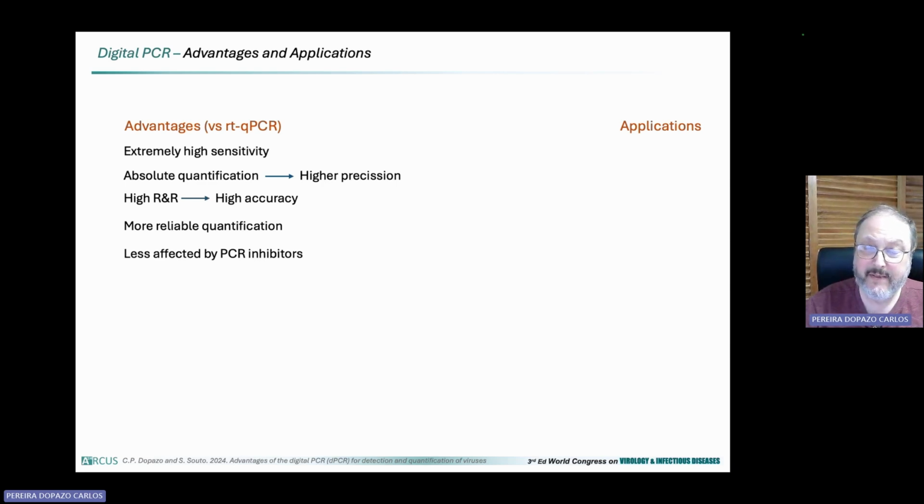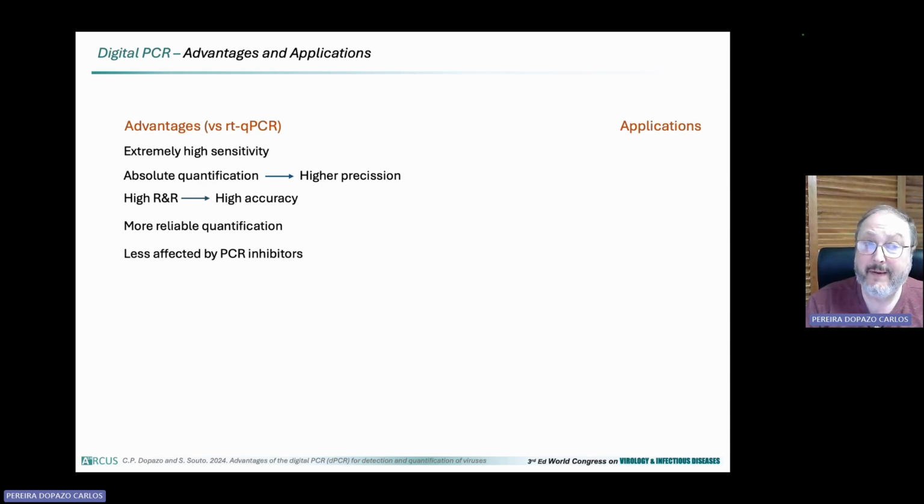The second characteristic, the second advantage of this technique, is that it represents an absolute quantification, which means higher precision, which also means high accuracy, with better results in repeatability and reproducibility, and of course, more reliability of the quantification.